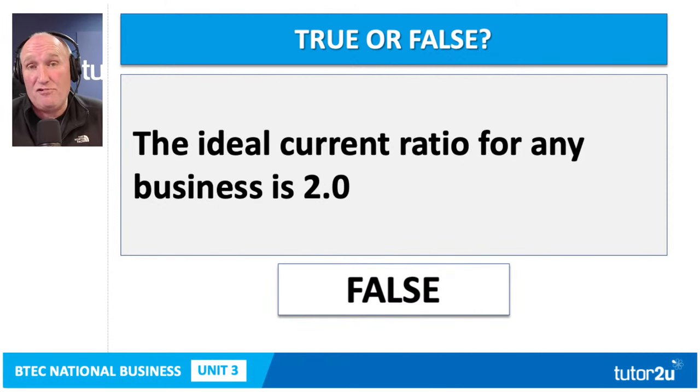It's complete nonsense. Now, one of the reasons the textbooks say it is because they're written by people who have no understanding whatsoever about running a business or about liquidity. But it depends, doesn't it? 2.0 might be very good for a business. It might not be enough. It might be too high. It all depends on the situation.